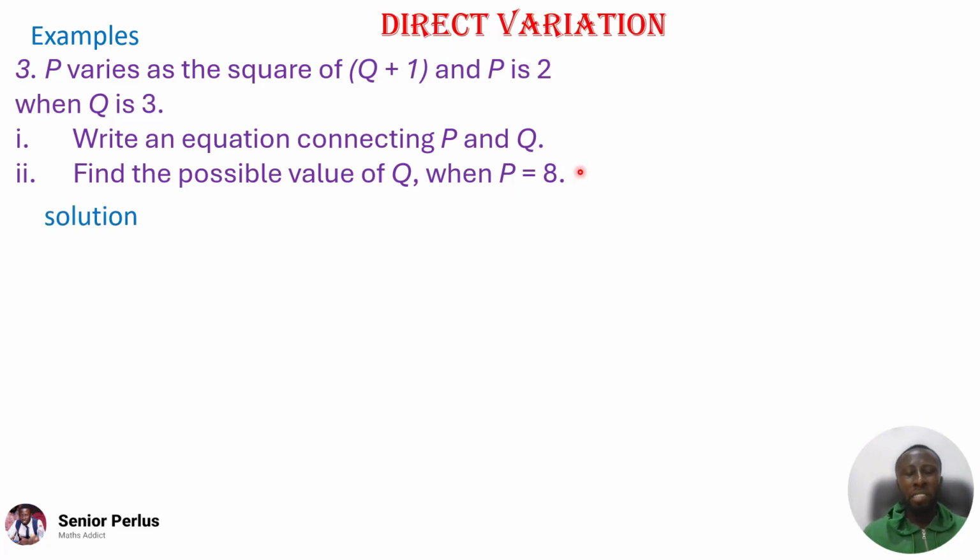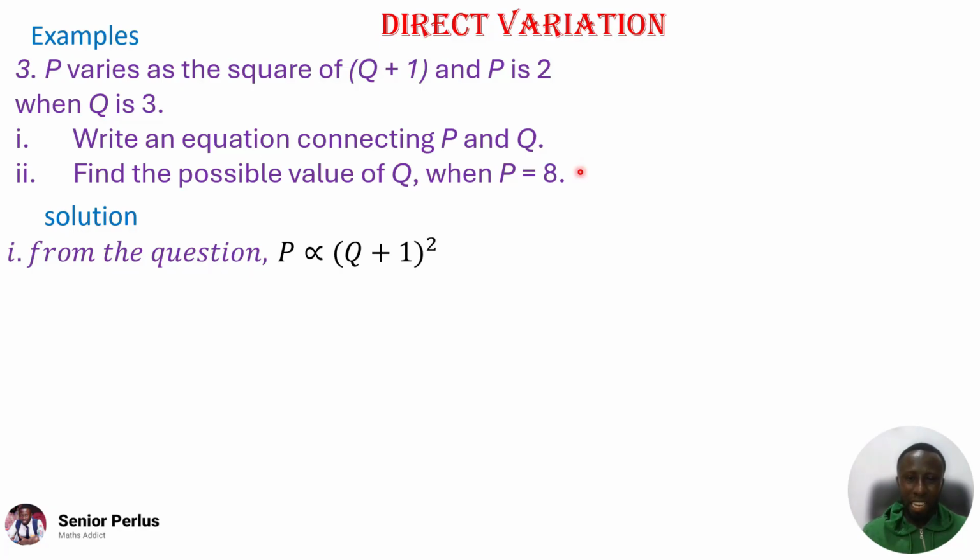So P varies as the square of Q plus 1. From the question, it will be what? Yes, P varies as the square of Q plus 1. So this is what they mean. Simple. We talk about this.